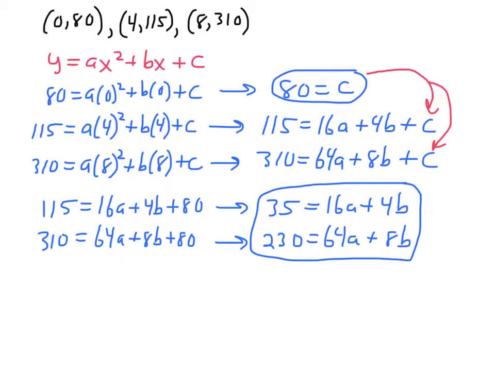So we want to get either the a's or the b's to be opposites and then add the equations together. And I'm going to get the b's to be opposites because 8 is 2 times 4. So if I multiply the top equation by -2 and then add it to the second one, that'll make the b's cancel out. So I'm going to multiply the top equation by -2, and that would give me -70 equals -32a minus 8b. And then I'm going to add that to the bottom equation.